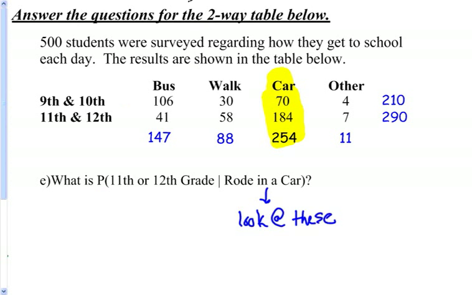Now answer the question. And the question is, if you're given these people only, what's the probability you get an 11th or 12th grader? Okay, well, out of these people, there are 184 11th and 12th graders, 184 of them, out of a total of 254. Okay, that would be my solution for the probability. 184 divided by 254. That's the probability.